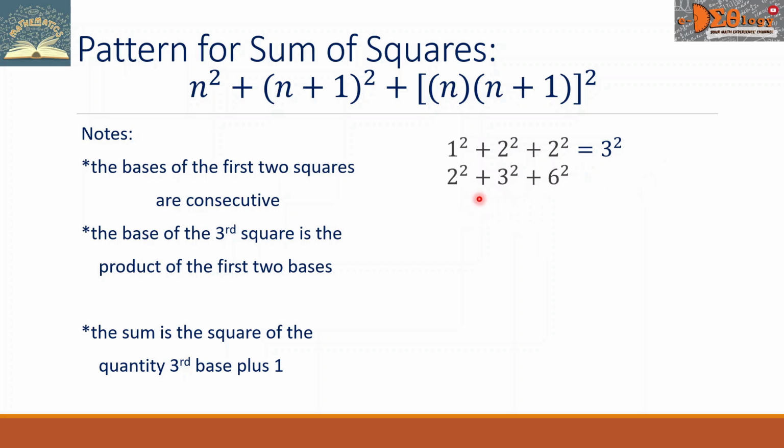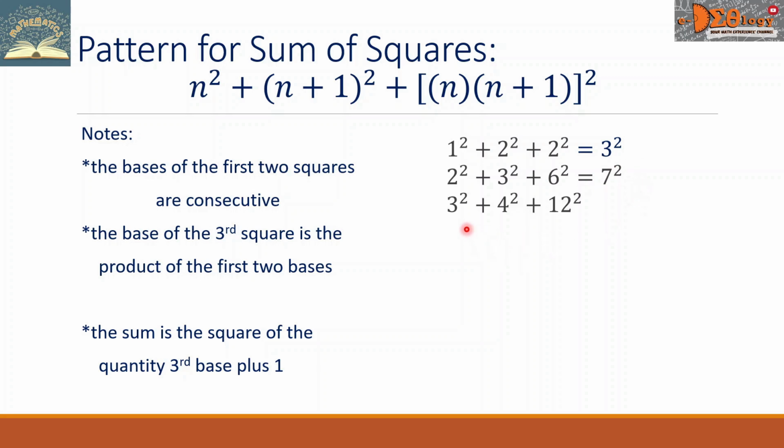What about 2 square plus 3 square plus 6 square? Notice that the first 2 bases are consecutive. The number 6 here, or the third base, is the product of 2 times 3. And the answer here is 7 square. So this is 6 plus 1 becomes 7. Then we will square. We can use our calculator to verify that the answer is 49 or 7 square.